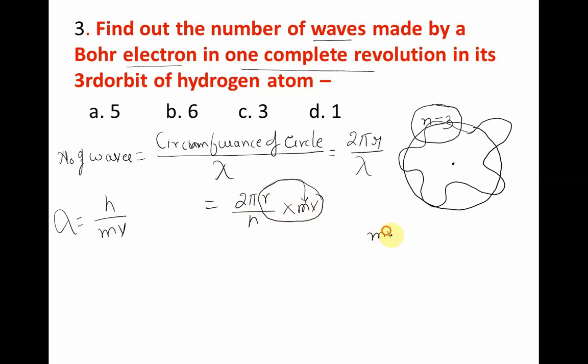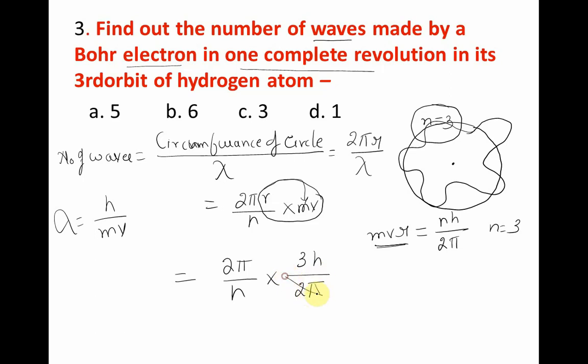mvr. What is meant by mvr? It is the angular momentum, which according to Bohr's atomic model is always equal to nh divided by 2 pi. Only those orbits are possible around the nucleus whose angular momentum value is equal to nh divided by 2 pi. Here n is equal to 3 because it is the third orbit. Therefore, number of waves is equal to 2 pi by h into 3h divided by 2 pi. 2 pi and h get cancelled, so we get 3. So the number of waves will be 3.